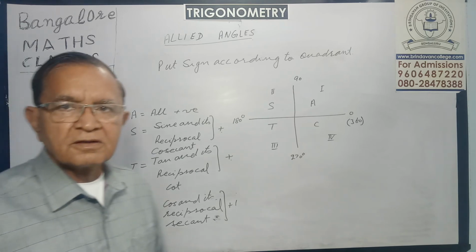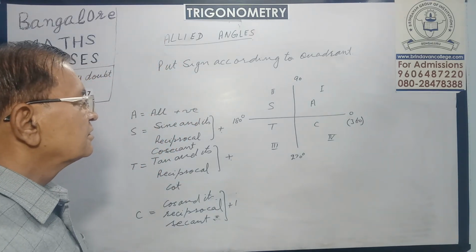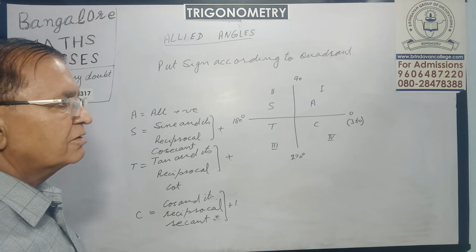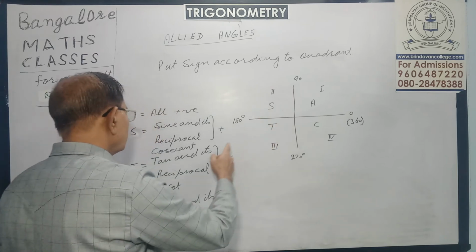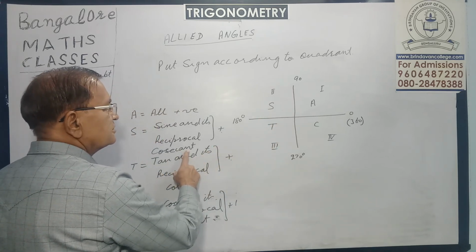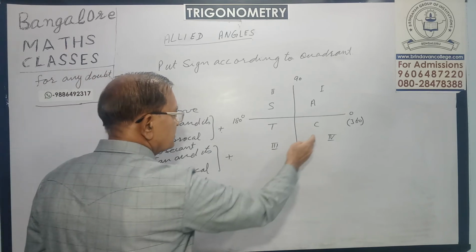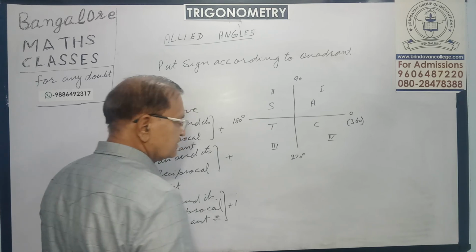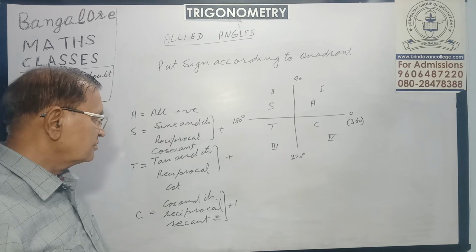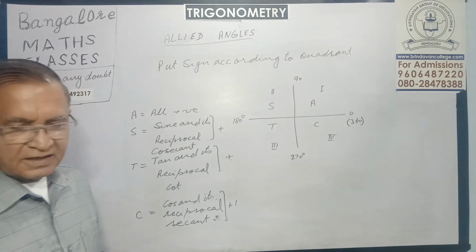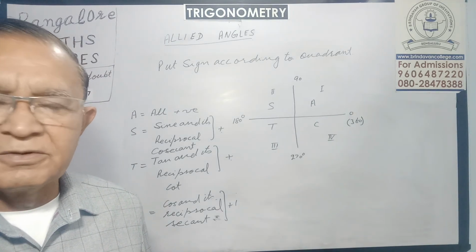You have to learn ASTC, that is all, sine, tan, cos. All means all the 6 t ratios. S means sine and its reciprocal cosecant, positive. T for tan and its reciprocal cot, positive. C for cos and its reciprocal secant, positive, remaining negative. So learn it for the next, to solve the sums. Without learning this, you won't be able to solve it.